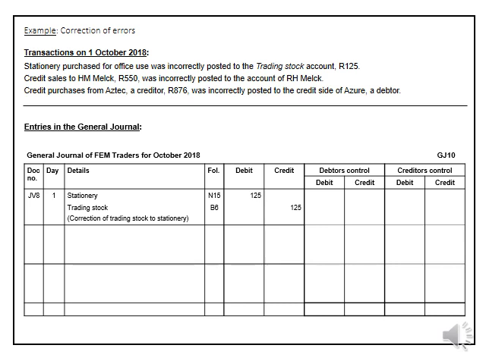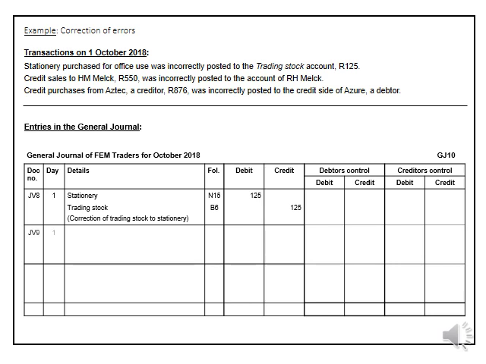Number two, credit sales to HM Milk, 550, was incorrectly posted to the account of RH Milk. Now, what are my two accounts? HM Milk and RH Milk. Okay. Now, which is the correct one? The credit sales was to HM Milk, so that is the correct one. And the incorrect one, therefore, is RH Milk. Now, what does credit sales do? It increases. So we need to debit the debtor. So we have debited RH Milk instead of HM Milk.